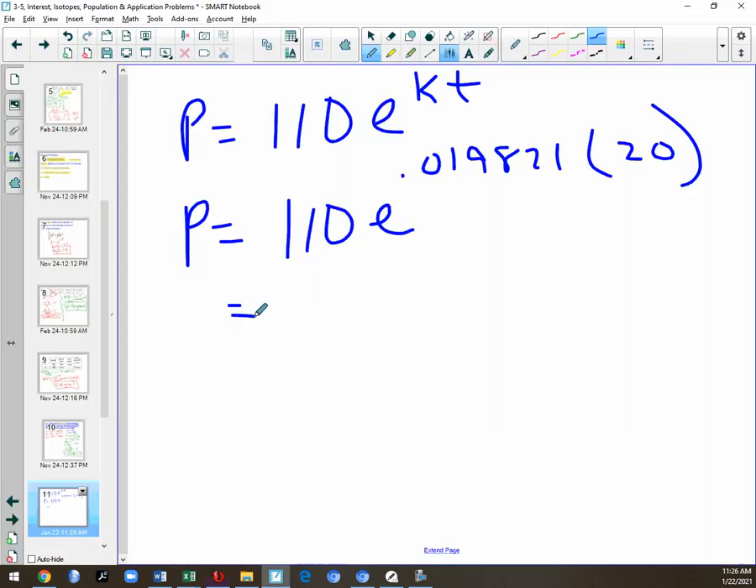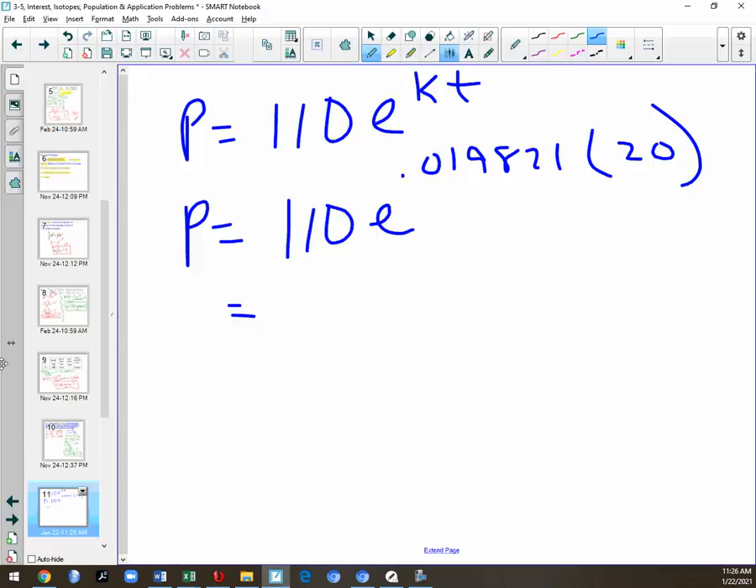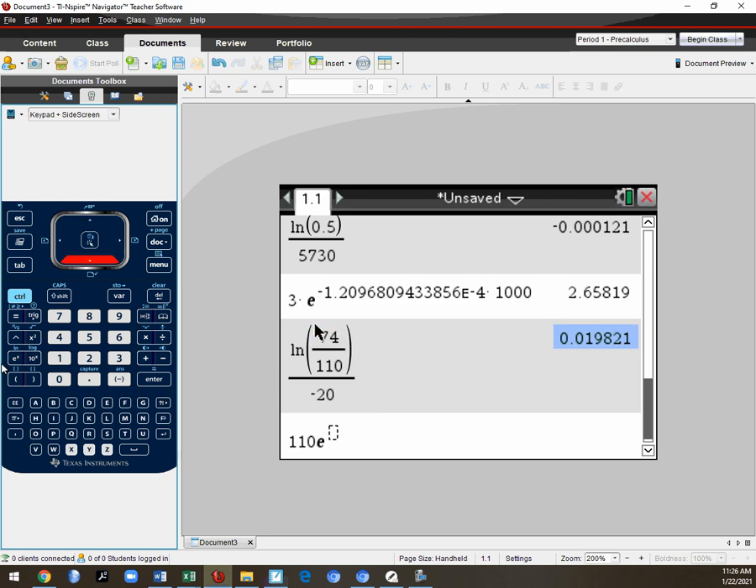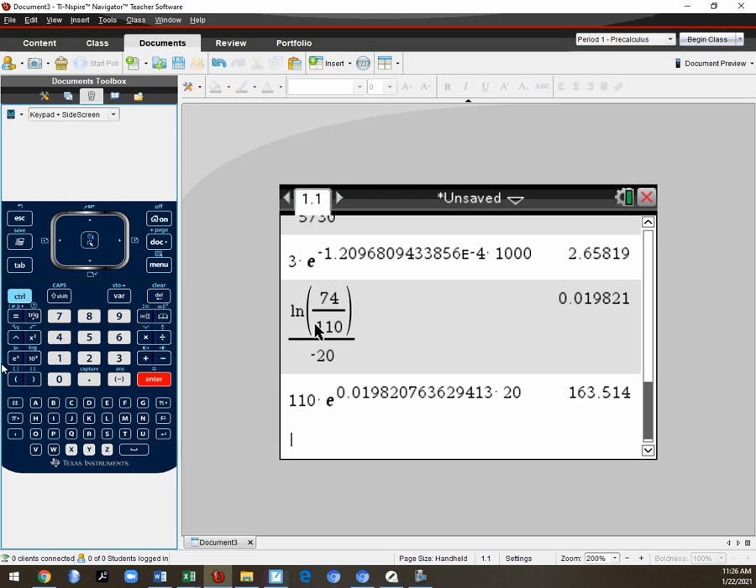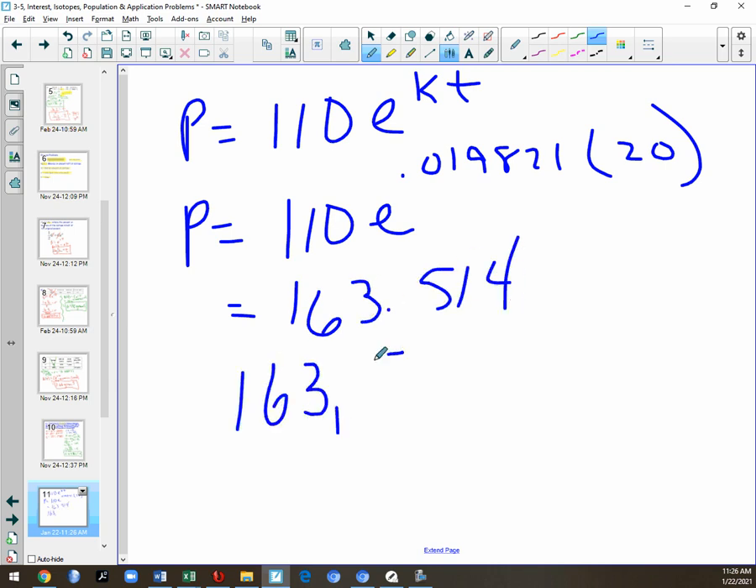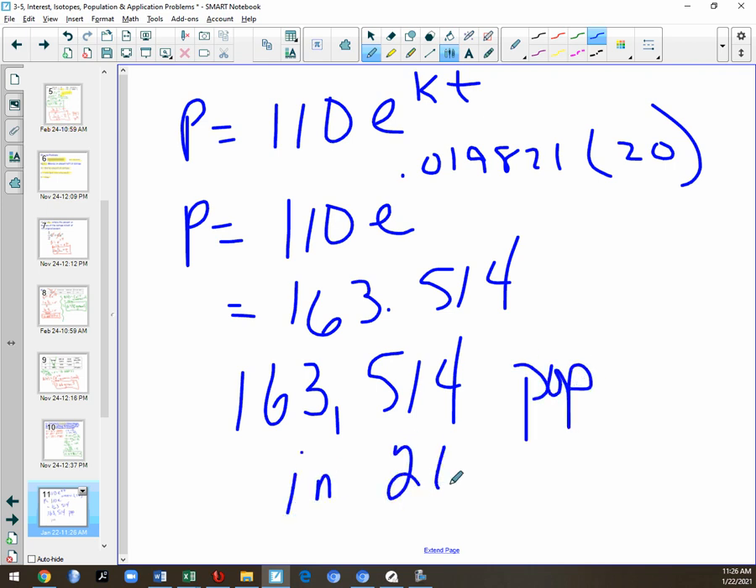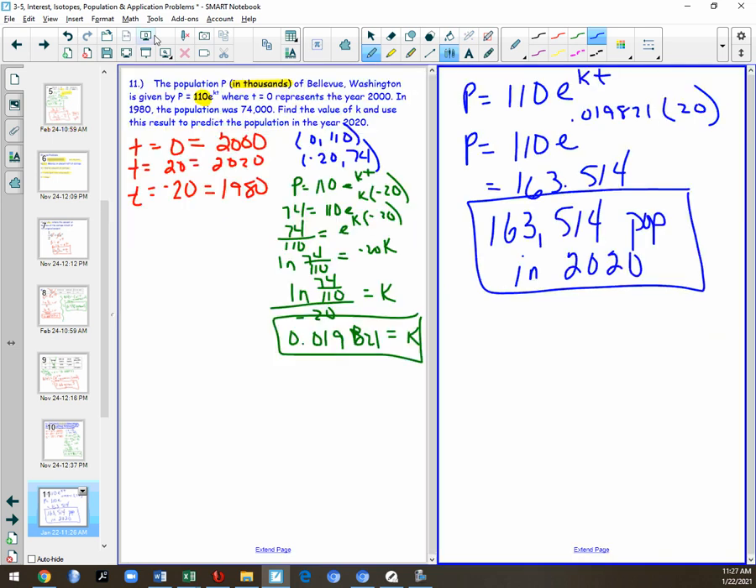All of that is just a number, so I'm simply going to go and plug that number in. So that's going to be 110 e to the, I'm going to arrow up and grab that decimal, and then times 20. So my population is going to be 163.514. What this means is 163,514 is my population in 2020. Okay? So that's what you would have.